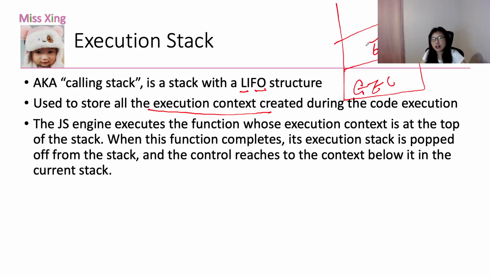On top of the global one, you're going to have the function one. Only after all the execution contexts above you are popped out, and you are the last one, JavaScript will execute that one. When this function completes, its execution context is popped off from the stack, and the control reaches the next one below it in the stack. That is what the stack structure is doing. Okay.